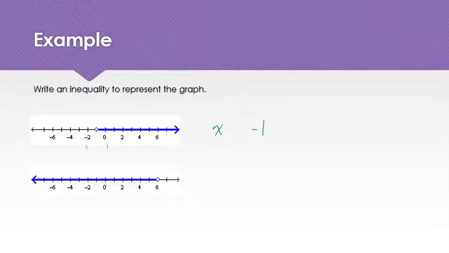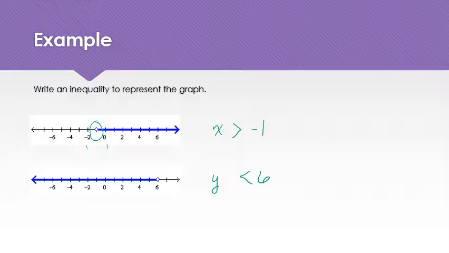So the smallest my number could be here is a negative 1, so I actually want my arrow to point at the negative 1. Can my answer be negative 1? No, it's not a closed circle. So my inequality is x is greater than negative 1. On my second inequality, the largest my number could be is 6. So I want all my numbers to be less than 6.